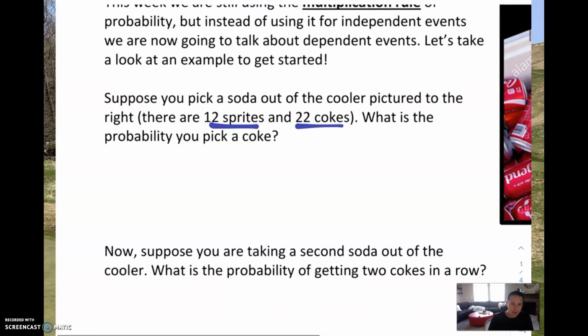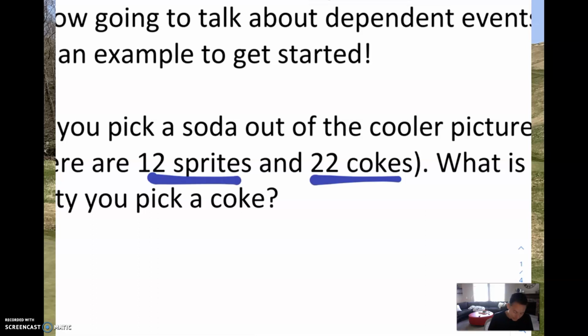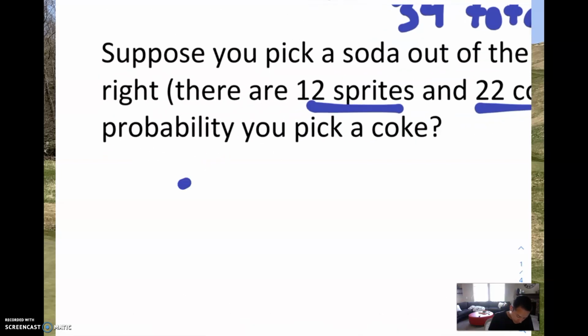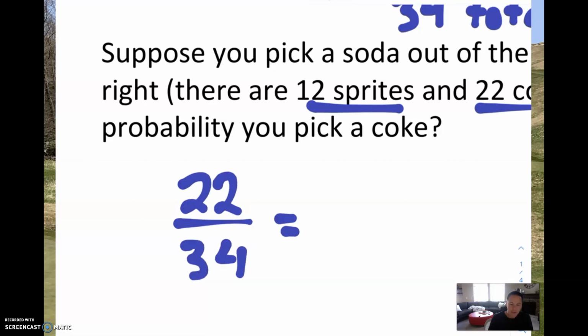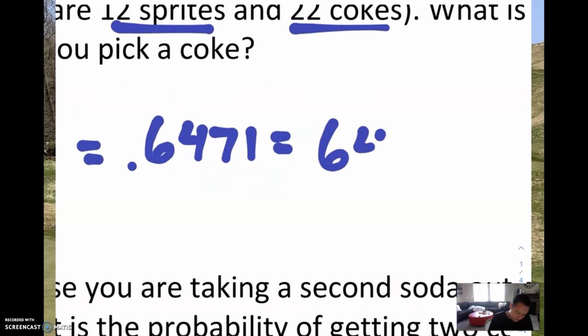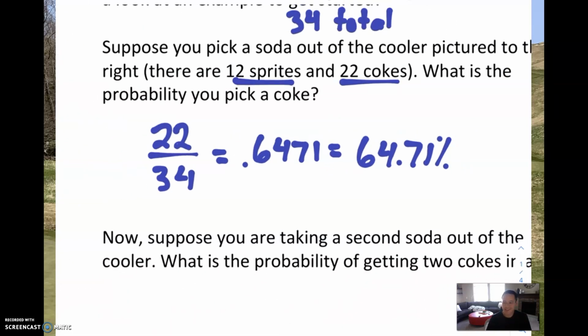And I want to know, what's the probability that you pick a Coke? So first thing I need to know is how many total there are. So if there's 12 and 22, that makes 34 total cans of soda. So out of those 34, I'm going to reach in and select one, and what's the chance that it's a Coke? Well, there's 22 Cokes in there out of 34 total cans of soda. So all we have to do is divide those. That's 0.6471, which we know as a percent would be 64.71. Just slide that decimal 2 spots. So that isn't dependent probability.